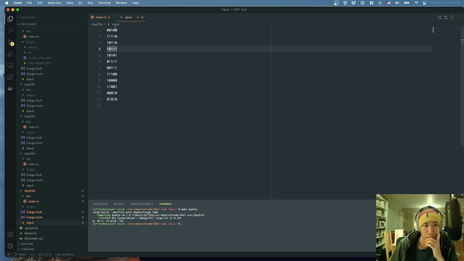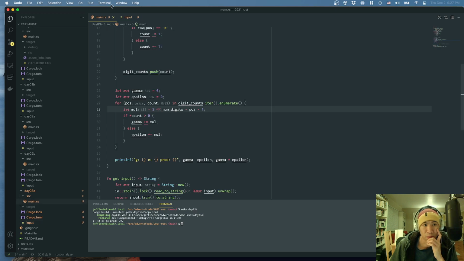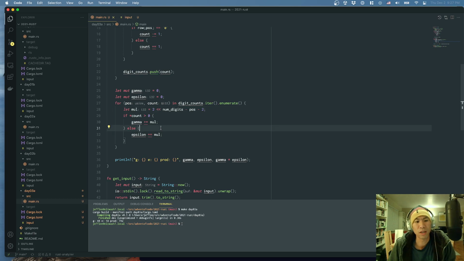The last position in the input is going to be 0, 1, 2, 3, 4, index 4. The number of digits is 5. 5 minus 4 is 1. 1 minus 1 is 0. 2 shifted 0 places. What is 2 shifted over 0 times? It's just 2. So I think we need to basically subtract 2 from here. Well, no, we can't. 2 can never be bit shifted into 1, I don't think.